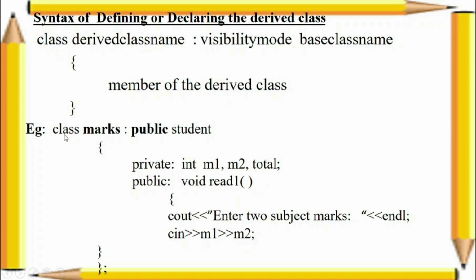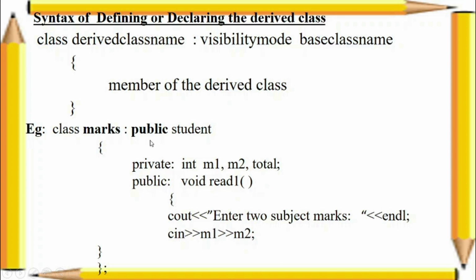So here you see the example. Class is a keyword and marks is the derived class name, and this is the visibility mode, and here we are going to inherit the properties from the base class publicly. So this is the visibility mode we are giving here. Instead of visibility mode in the program, we can give either private or public or protected. So in this example we are giving public.